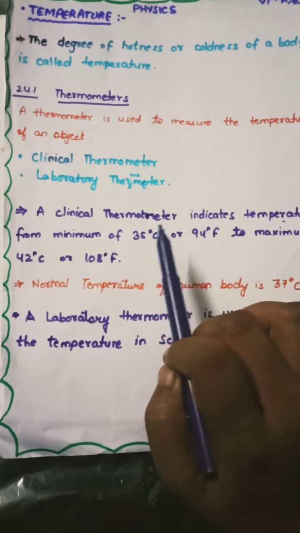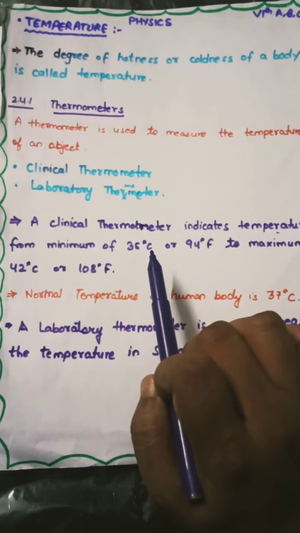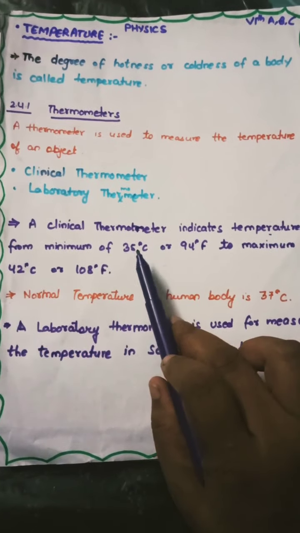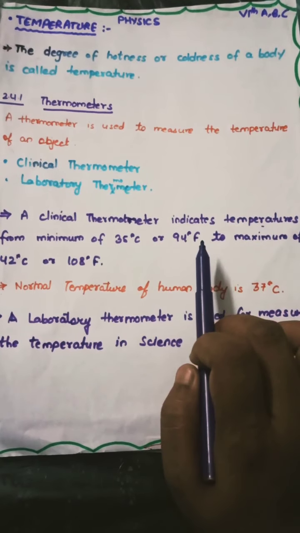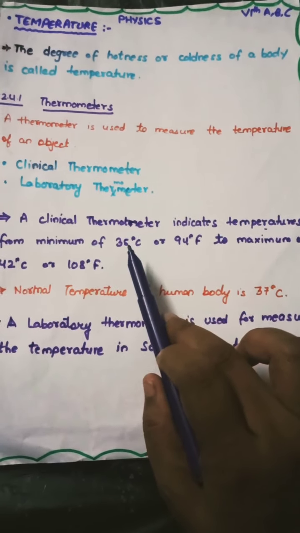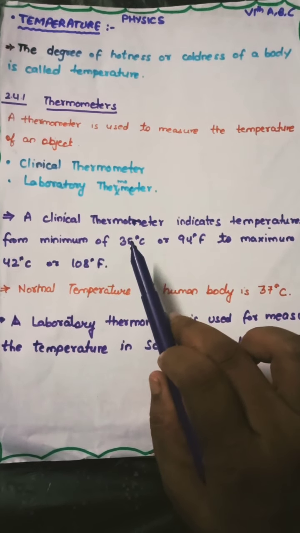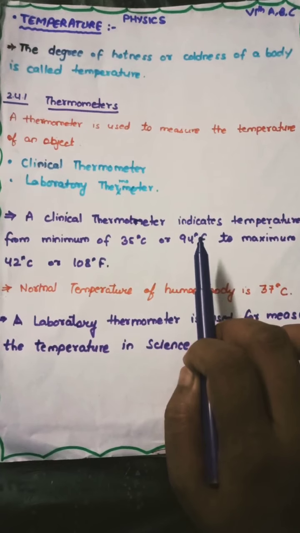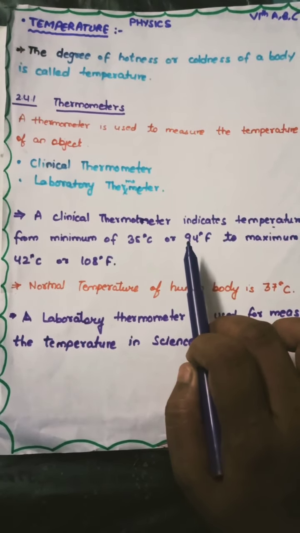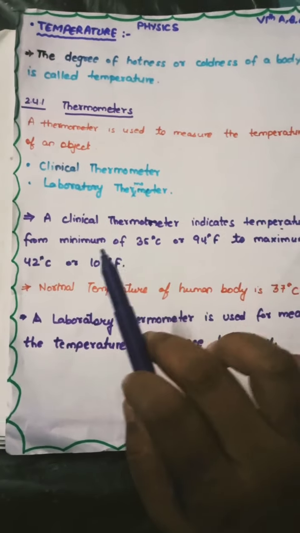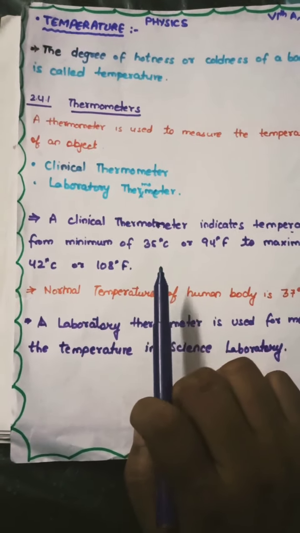This is actually the same, students. I hope you all remember, we have also studied this in maths in 5th standard, right? So 35 degrees Celsius or 94 degrees Fahrenheit, because there are changes in units, these numbers are changed, but the temperature is actually the same. The temperature in Celsius is 35 degrees, and that same temperature in Fahrenheit is 94 degrees. And it can also go to a maximum of 42 degrees Celsius or 108 degrees Fahrenheit.